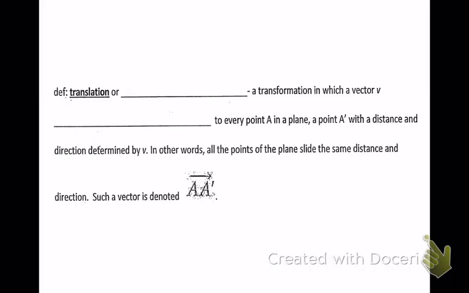A translation, or slide, when you slide a figure over, keep it the same size and shape and slide it over, is a transformation in which a vector B assigns to every point A in a plane a point A prime with a distance and direction determined by B. In other words, all the points of the plane slide the same distance and direction. Such a vector is denoted AA prime.